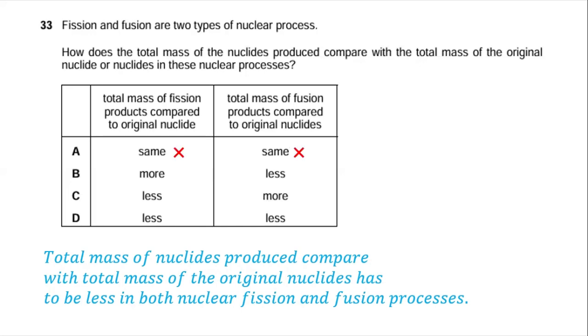So when we come to A, so same, it is wrong. We know both have to be less. B, the first column it is more, the second column less. First column wrong, but second column is correct. Third one, let me see. For the first column, it is less, it is correct. And the second column, it is more, it is incorrect. So answer D, both columns give us less. So that is the answer. Answer is D.